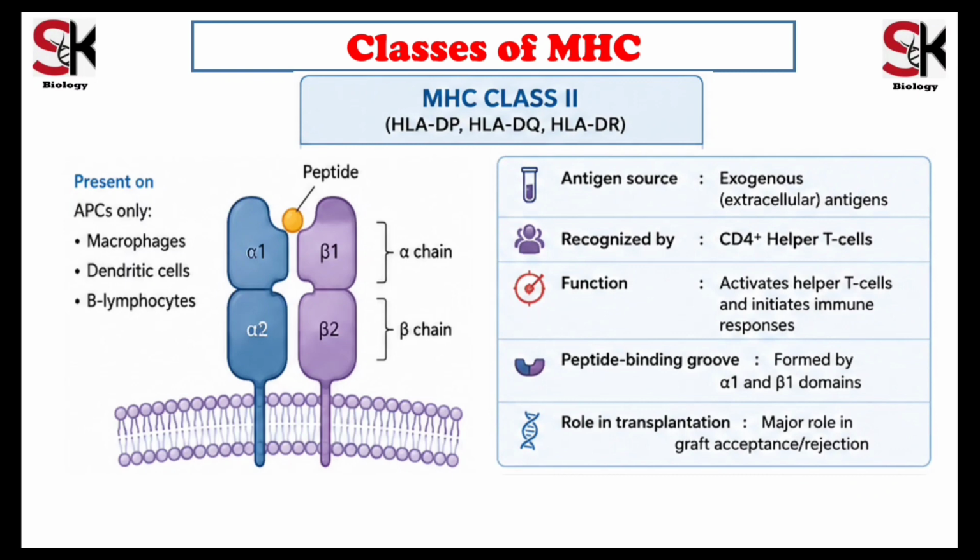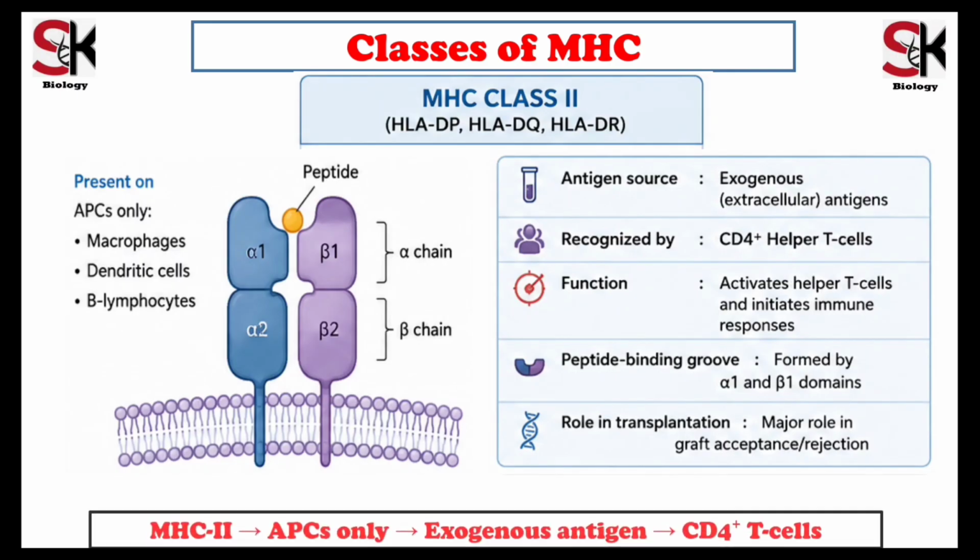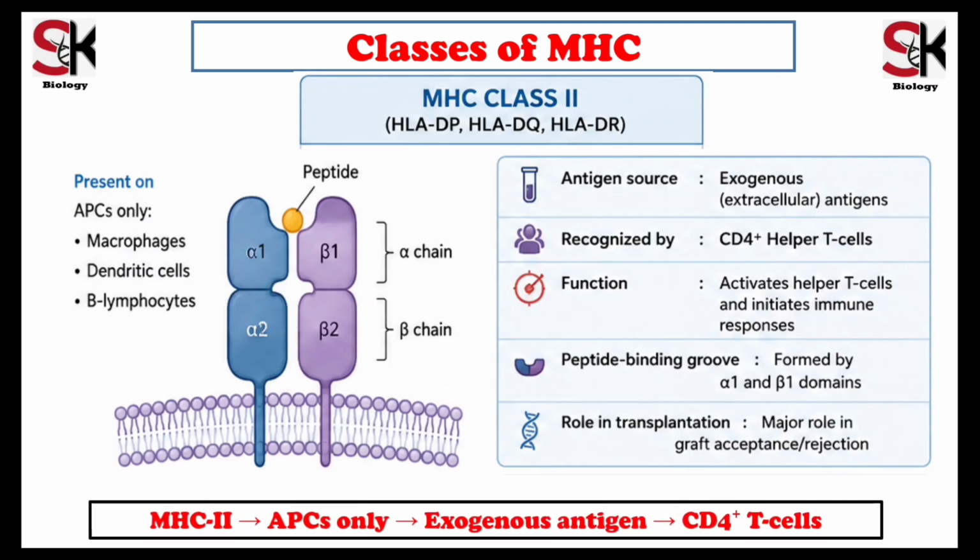The peptide binding groove is made up of alpha 1 and beta 1 domains. This class of molecules also has a role in transplantation, that is graft acceptance or rejection. Memory trick for MHC class 2: MHC2, APCs only, exogenous antigen which is recognized by CD4 plus T cells.